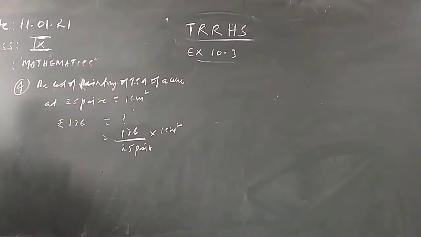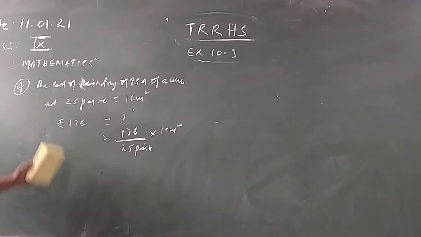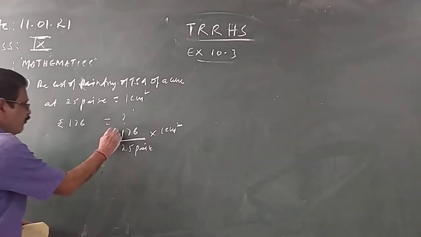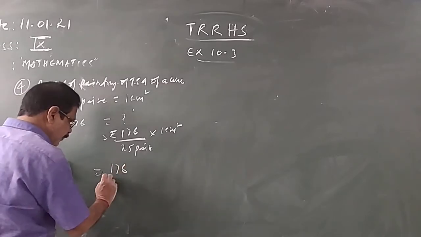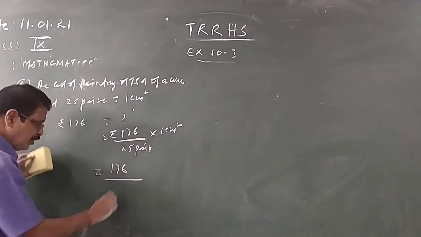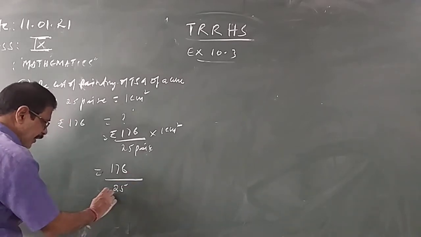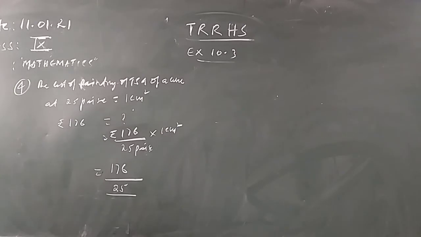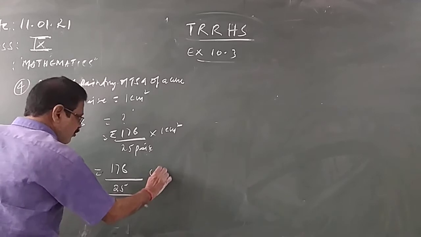This is TSA. For the cost of painting, 25 paisa paints 1 square centimeter. For 176 rupees, the more money they spend, the more area can be painted, isn't it? So we divide 176 rupees by 25 paisa. We change 25 paisa into rupees: 100 paisa equals 1 rupee, so 25 paisa equals 25 by 100 rupees. This is rupees, and this is square centimeters.